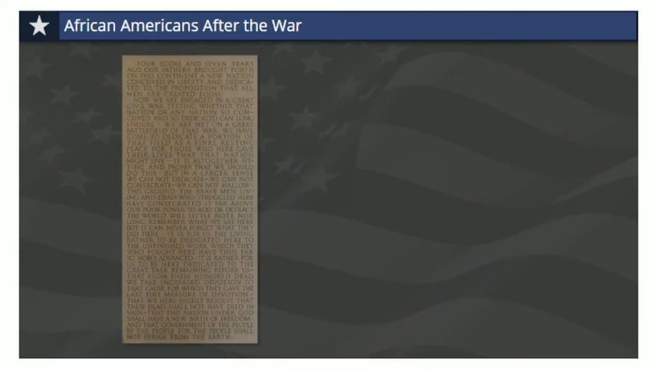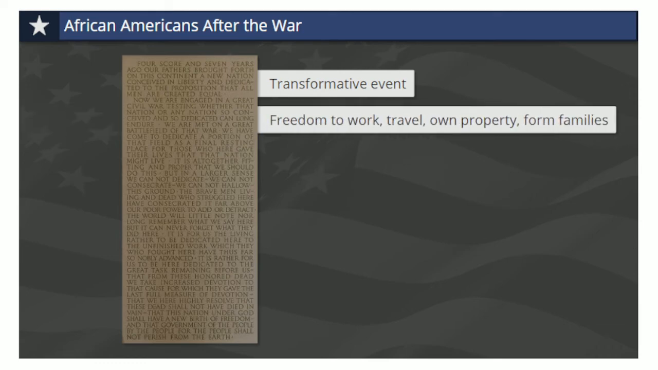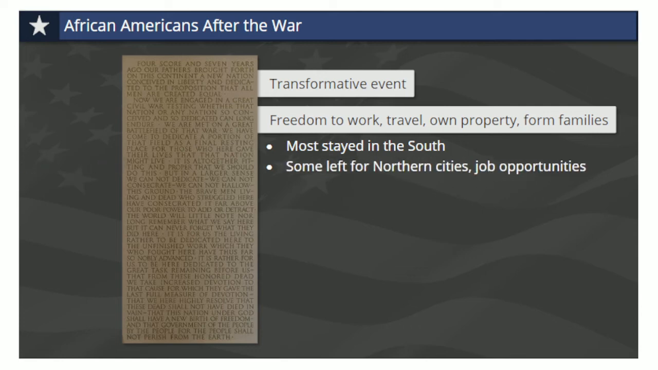For African Americans, the Civil War was an especially transformative event. Before the war, most had been the legal property of someone else. Now, black citizens finally had the freedoms to work jobs of their choosing, to travel where they wished, to own property, and to form families without the fear of separation. Most black families remained in the South after the war. It was their home. Others left for the bigger cities of the North and the different job opportunities there.